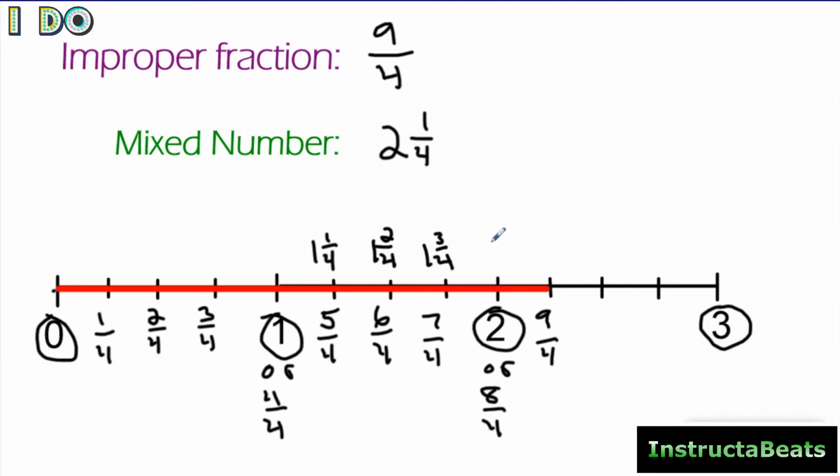2 would literally just be written as a 2, right? It's not a mixed number, it's just a whole number. Or you could write it as 8/4, and then if you had 9/4, this would be 2 wholes, 1, 2, and then 1/4. So you can label the number line or an area model with improper fractions or mixed numbers. Let's take a look at a we do problem.